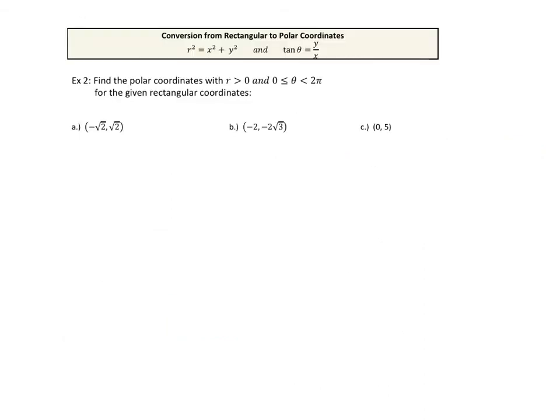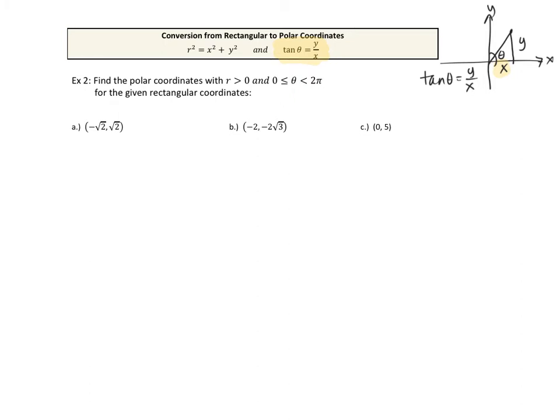Now in this next example, we're going to go backwards. So we're going to be given some x and some y. Okay, so we'll have some point with an x and a y. Now the angle here, theta, I just have an opposite and an adjacent, so that would be tangent of theta is equal to opposite, which is y, over adjacent, which is x. So that's where the equation tangent theta equals y over x comes from.